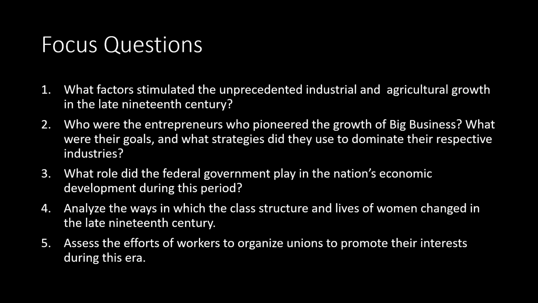3. What role did the federal government play in the nation's economic development during this period? 4. Analyze the ways in which the class structure and lives of women changed in the late 19th century. And 5. Assess the efforts of workers to organize unions to promote their interests during this era.